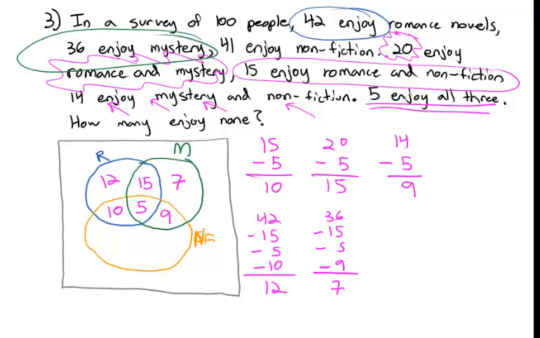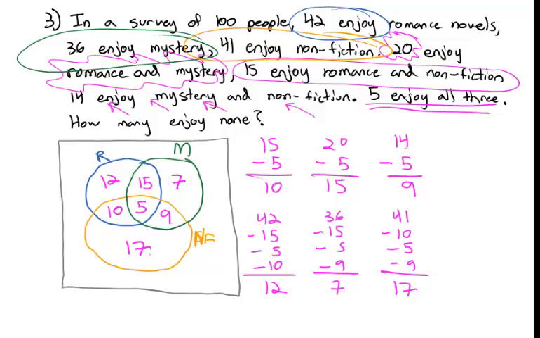Then we go to the orange circle, the nonfiction exclusively. 41 in that group. We'll subtract out the overlaps in the orange circle, which is 10, 5, and 9. So we've got 41 minus 10 minus 5 minus 9. That leaves 17. There are 17 in this group.